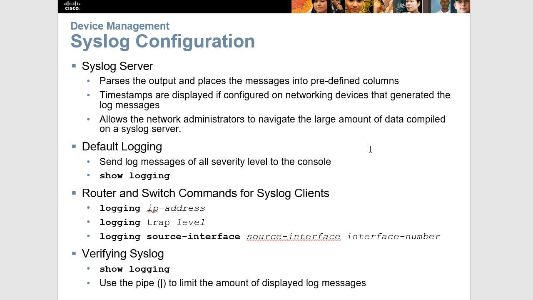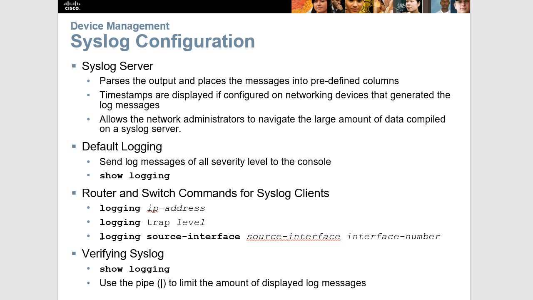Down beneath that, we've got router and switch commands for syslog. So setting up a router or switch as a client for syslog, you want to send your messages to some syslog server. All you're going to do is, you've got logging. This is all global config here, by the way. So you go logging, then the IP address of your syslog server, and it's going to start sending those syslog messages that way.